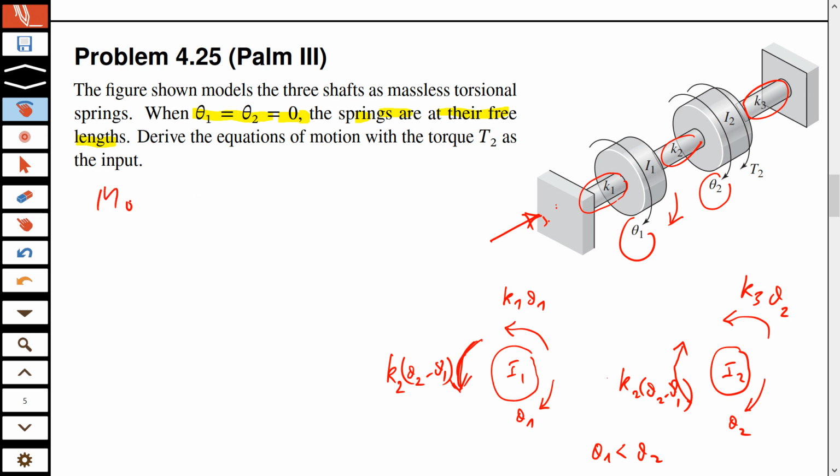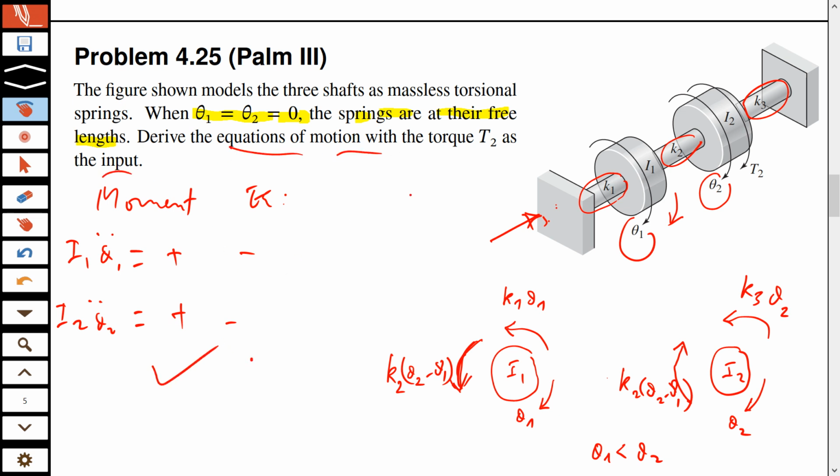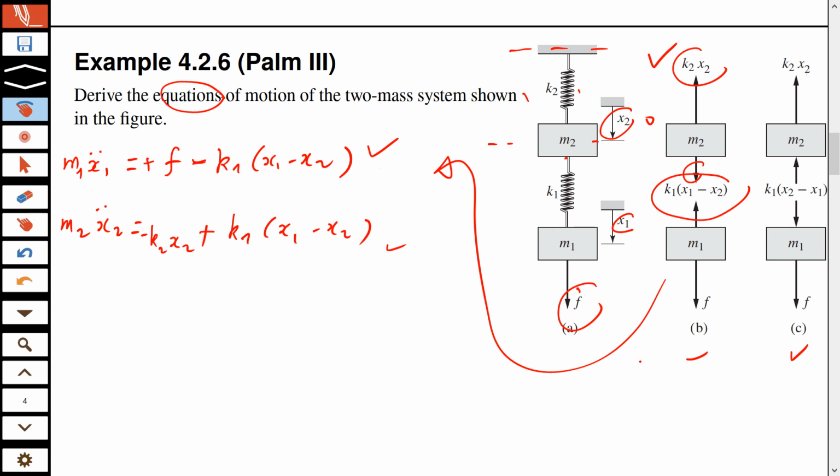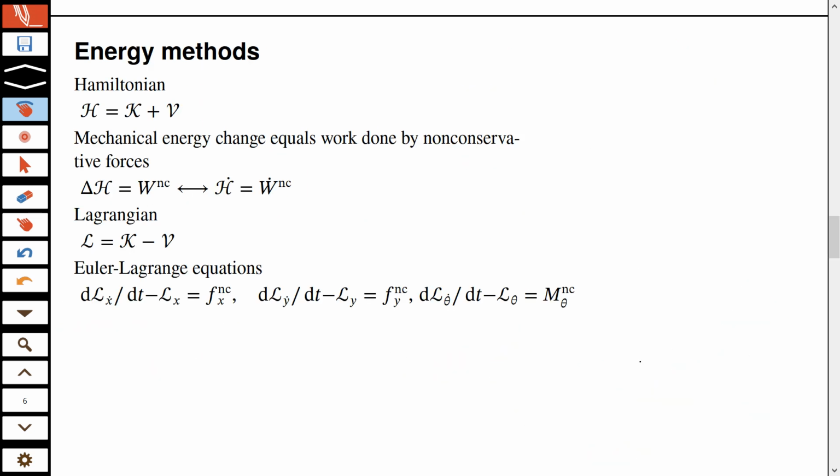Now you just need to write the moment equations. Moment equations for I1, which is I1 theta1 double dot, and for I2 theta2 double dot, and you know which torques are plus. Torques which are in line with theta1 are plus, torques which are against are minus. Similarly, plus, minus, and these are your equations of motion. Okay, T2 is the input. So that is very much similar to this problem.